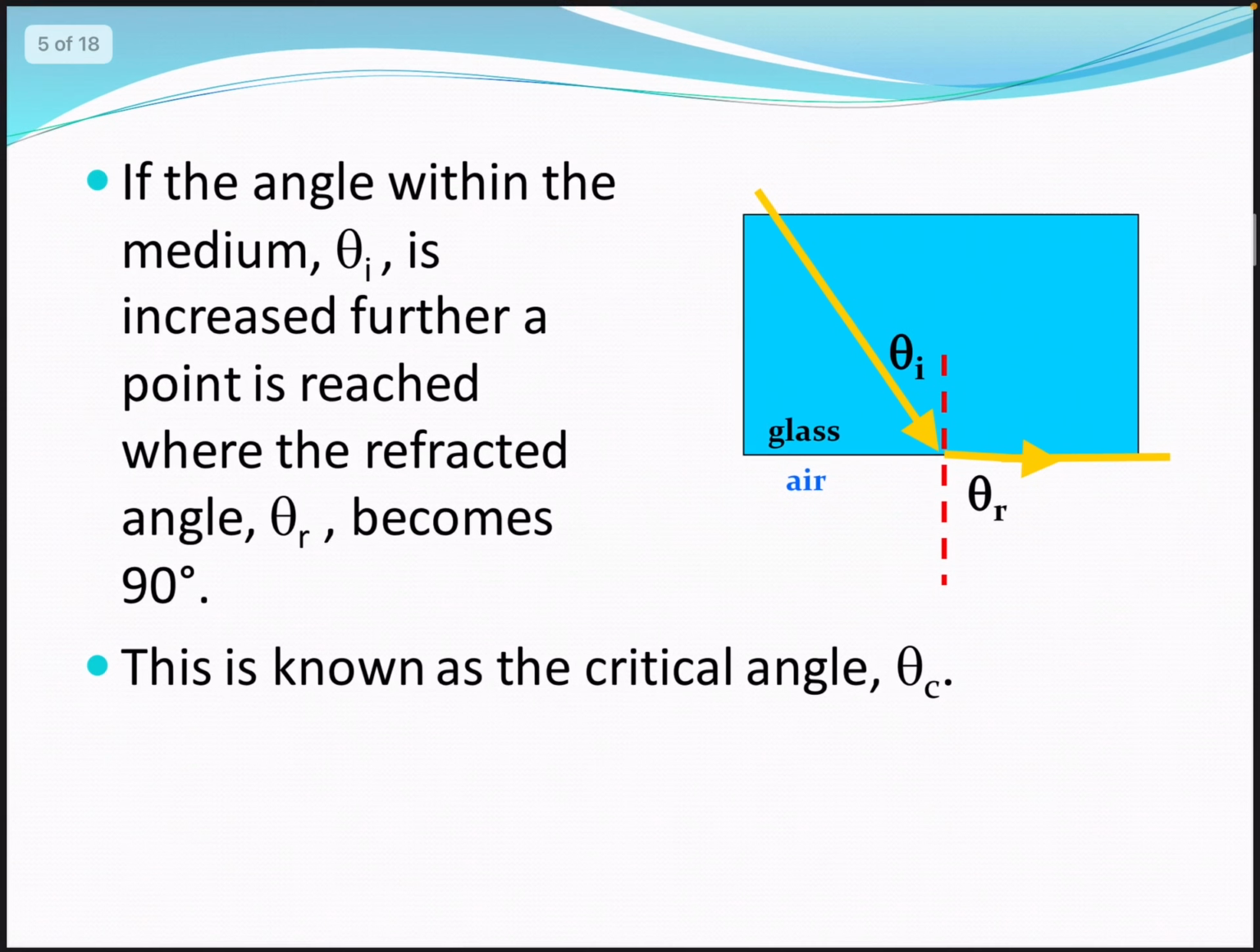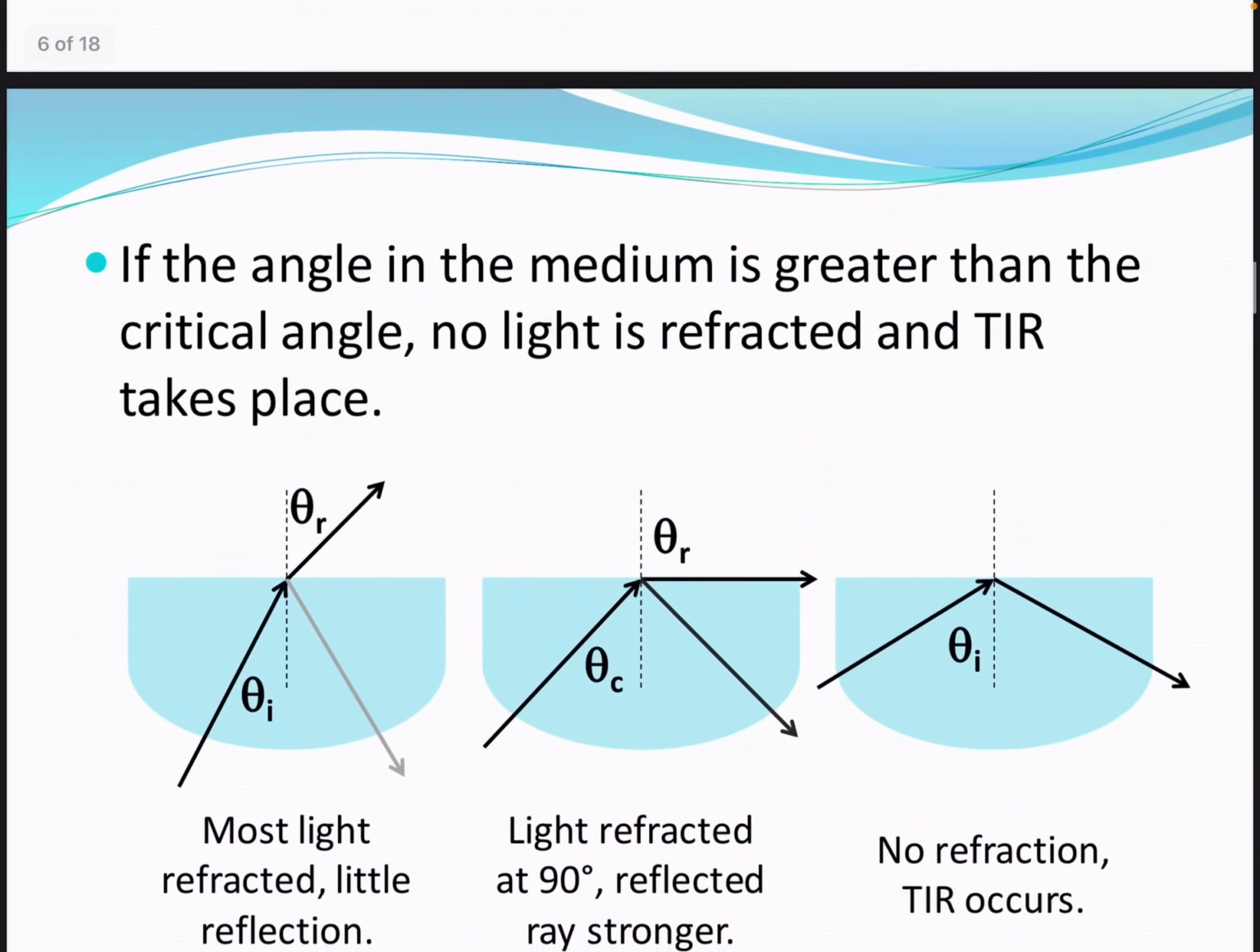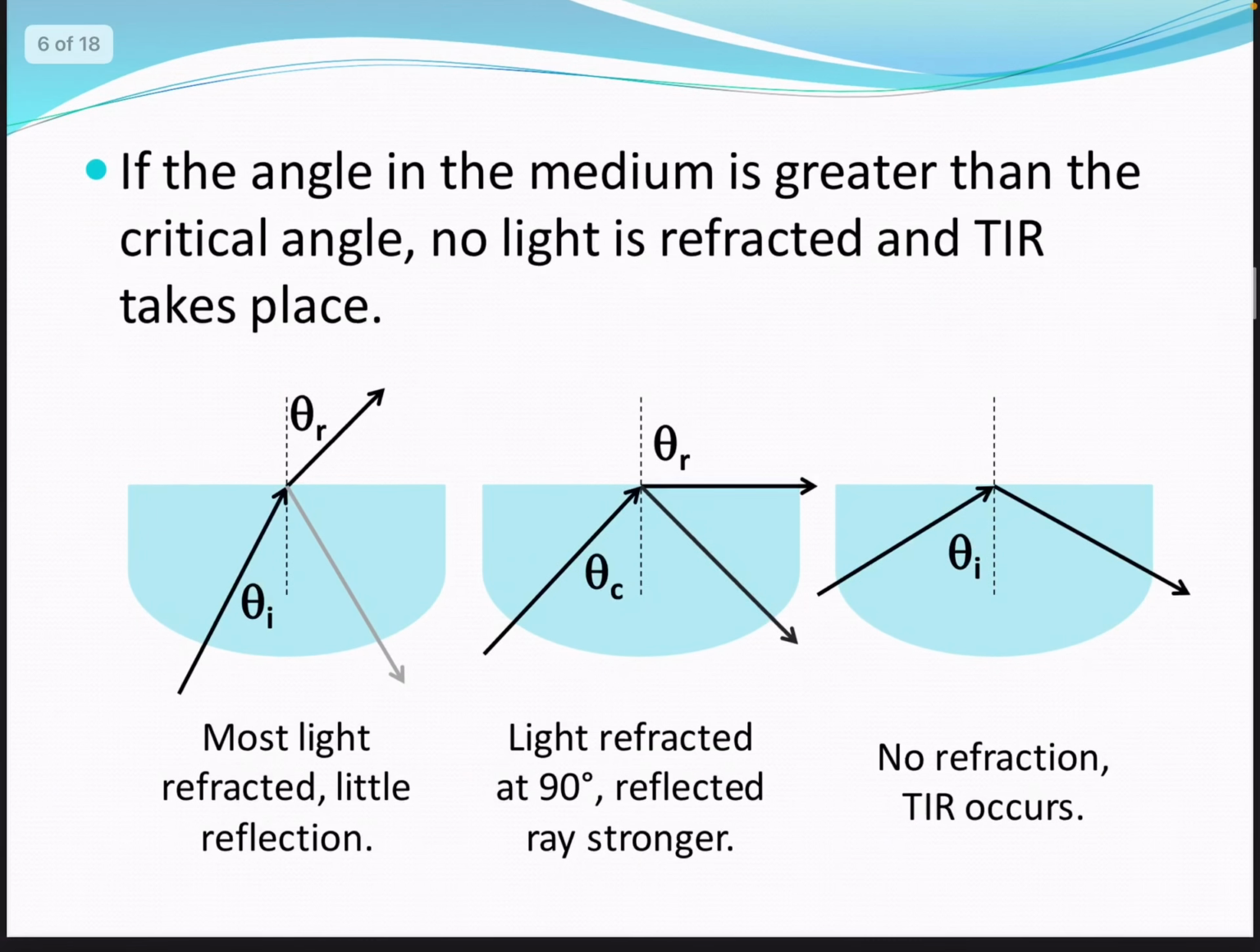If we make the angle big enough that the light goes at 90 degrees to the normal, which in this case is just along the edge of the block because it's a rectangular block, that angle of incidence at which that happens is called the critical angle. If you then make the angle bigger than the critical angle, so if you keep increasing that angle of incidence, then the light reflects back into the block rather than coming through it. So then you get what's called total internal reflection.